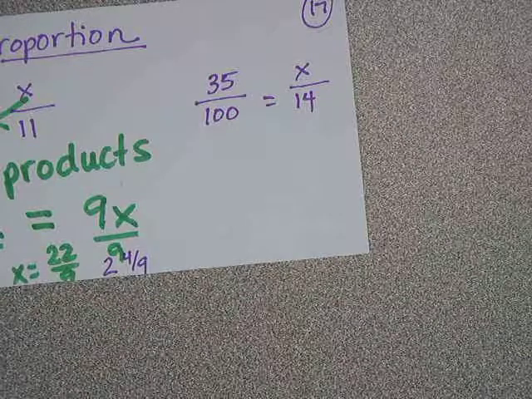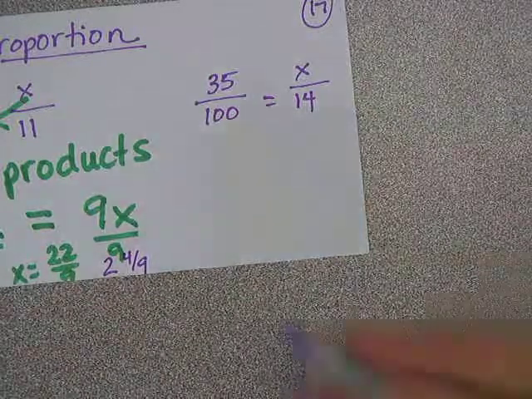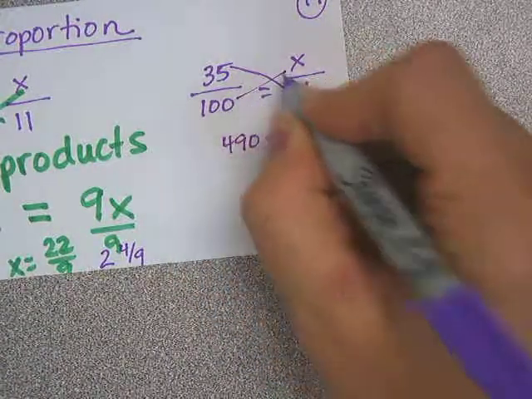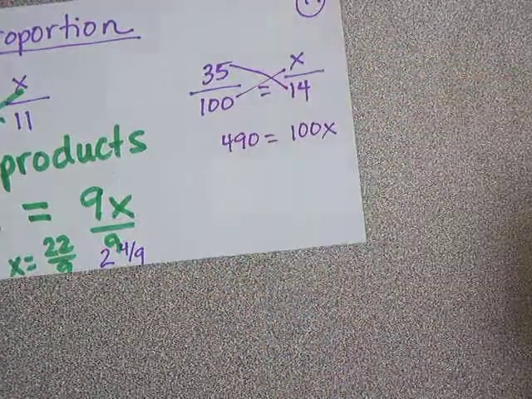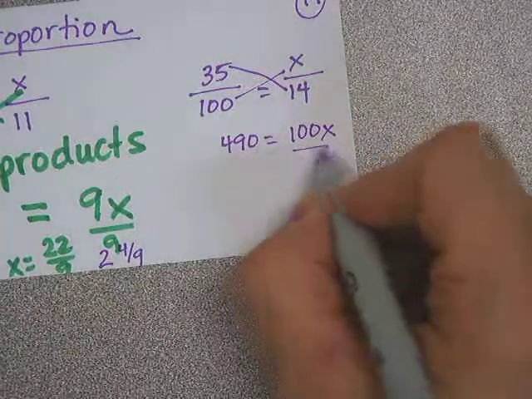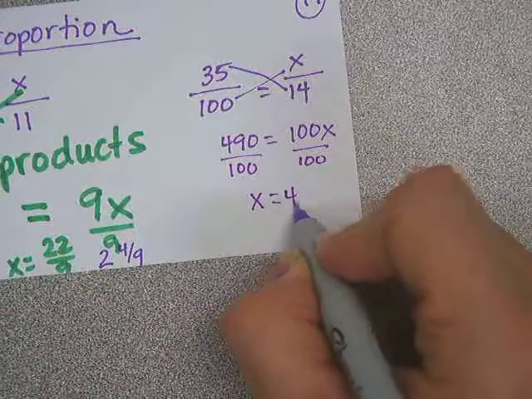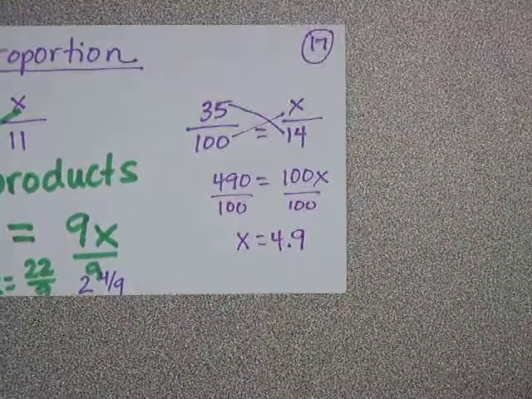When you do cross products, 35 times 14 is 490. 100 times x is 100x. Then you divide both sides by 100. And x is equal to 4.9.